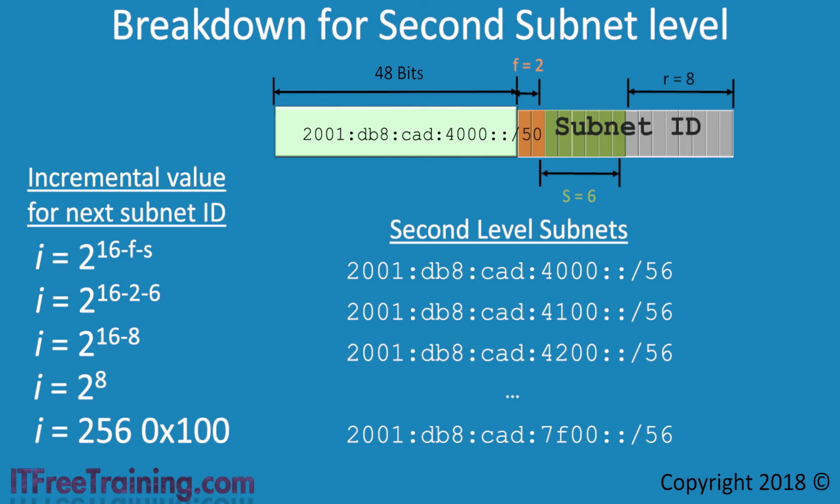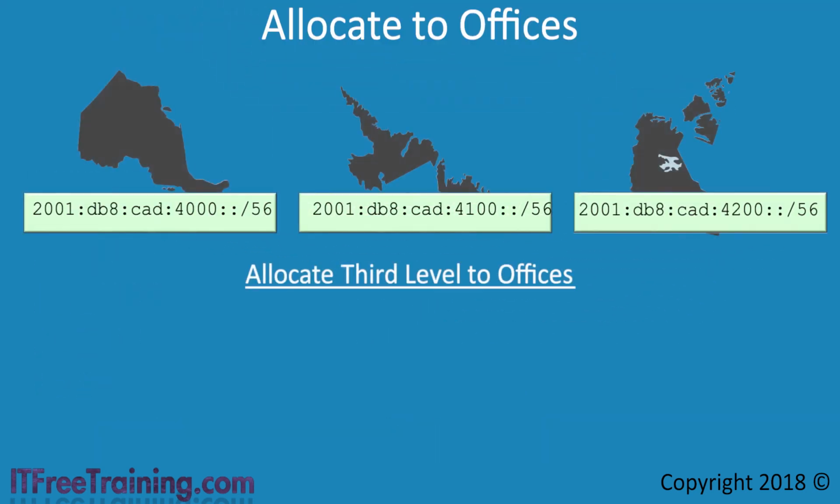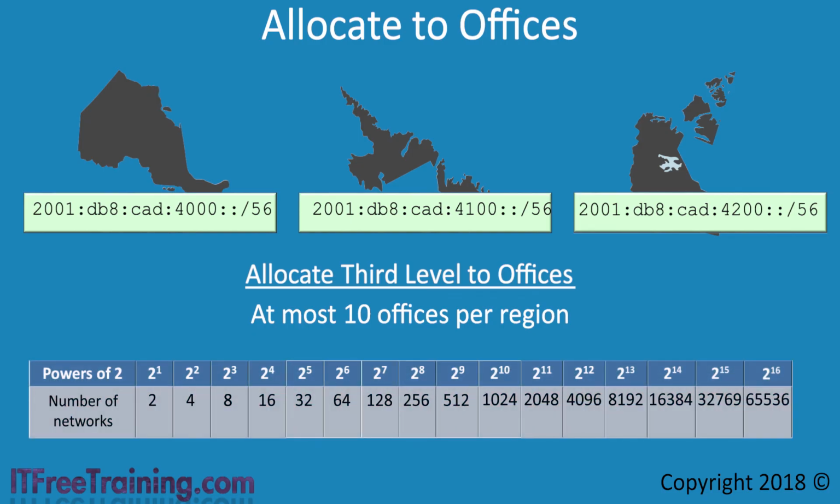In this example, the address will be broken down one last time. For the final breakdown, we're going to allocate some bits to the offices in each region. We've determined we have no more than 10 offices in each region, so now we're going to use the powers of 2 table again. To get 10 offices, we need 2 to the power of 4, giving us 16. Now that we know that we require 4 bits, the next step is to perform the breakdown of the address.